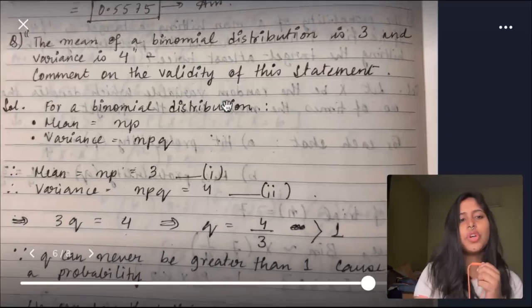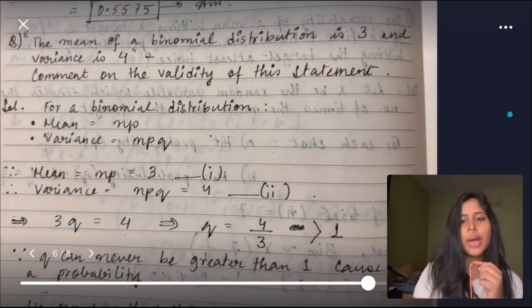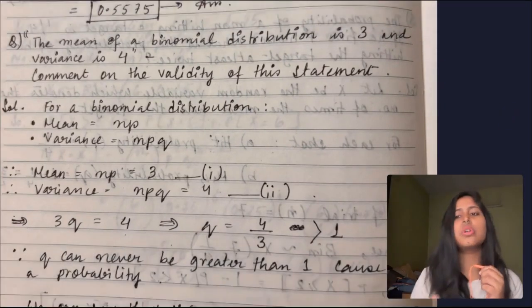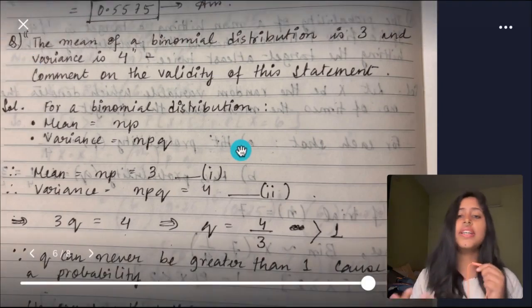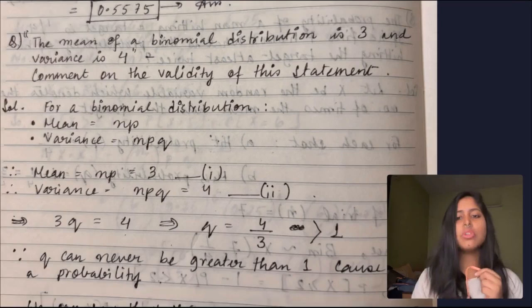Before we wrap up, I want to quickly show you two more short but super important problems that test your understanding of the rules of the binomial distribution. First, look at this question. This is the invalid statement problem. Someone says the mean of a binomial distribution is 3 and the variance given here is 4.